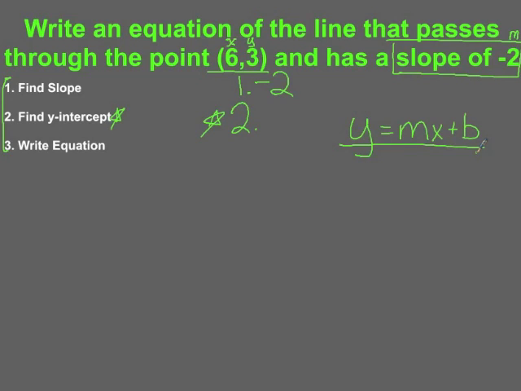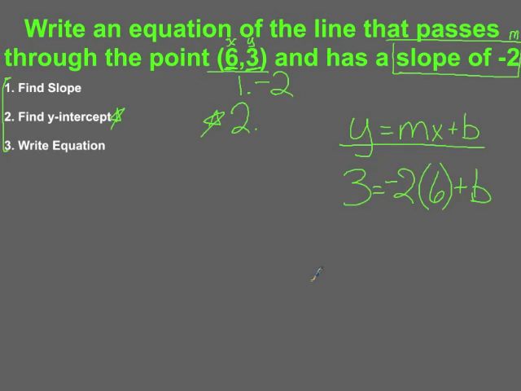So what I'm going to do, I'm going to plug in my y, which is 3. My m is my slope, which is -2. I need to multiply that by the x, which is 6. And we still don't know what b is. That's what we're looking for, our y-intercept. So I'm going to do plus b.